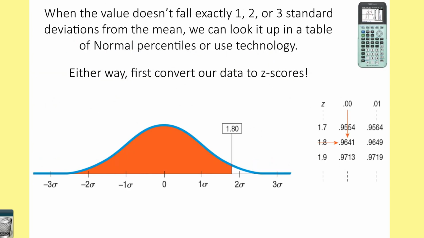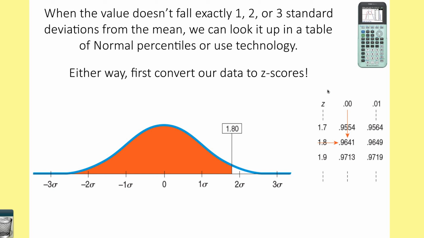Okay, so what do we do if it doesn't fall within 1, 2, or 3 standard deviations, right? How do I find that percentile? Okay, there is a chart. You can look for your z-score. It's in the table. You will have it on every exam, okay?